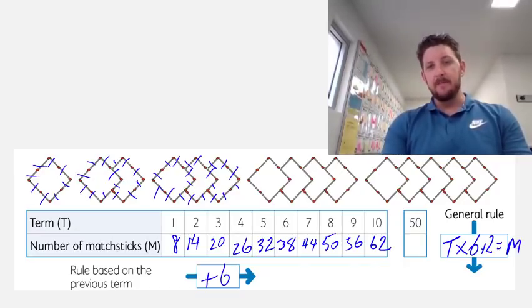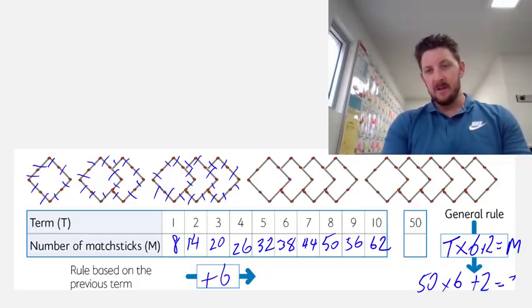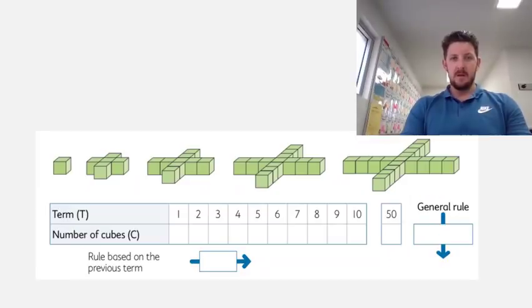Let's do it on the last one then. Add 50 in. So we would go 50 times 6, add 2 equals the amount of matchsticks. So 50 times 6 is 300 plus 2 more is 302. Let's write it into our table really quickly.